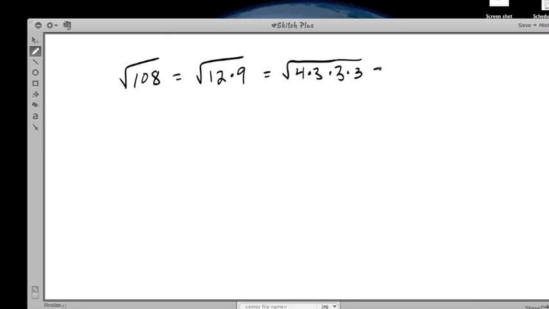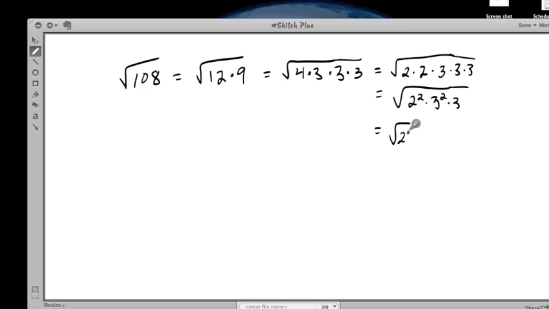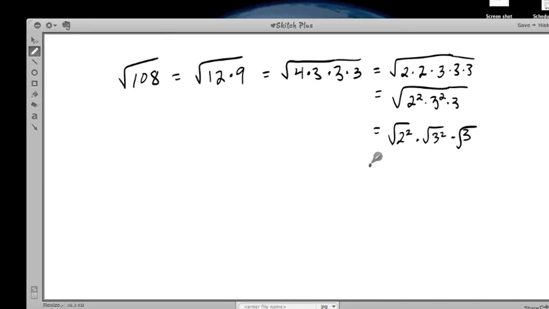Now it's still not simplified all the way down, so I can rewrite that 4 in terms of primes, 2 times 2, and then I have 3 times 3 times 3. Now I can write that with squares. That's what I really want to do. So that's the same as 2 squared, and I'm going to write a 3 squared, and then I'm going to leave that extra 3 in there. Now that's the same as, I'm going to split these into their parts there, the square root of 2 squared times the square root of 3 squared times the square root of 3.